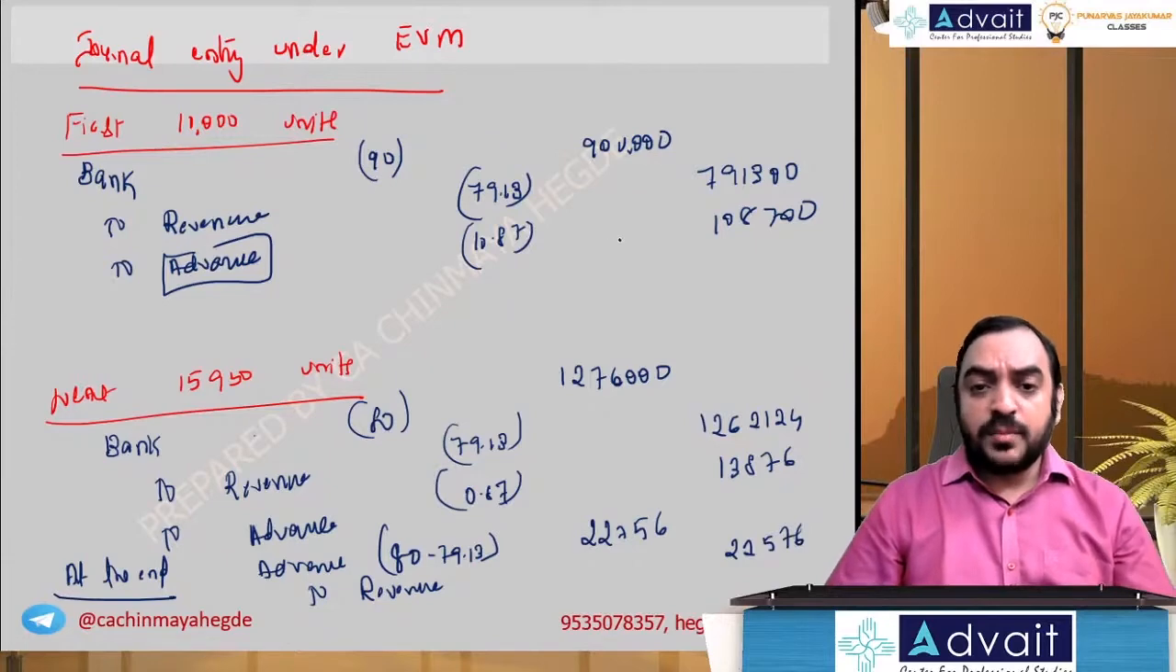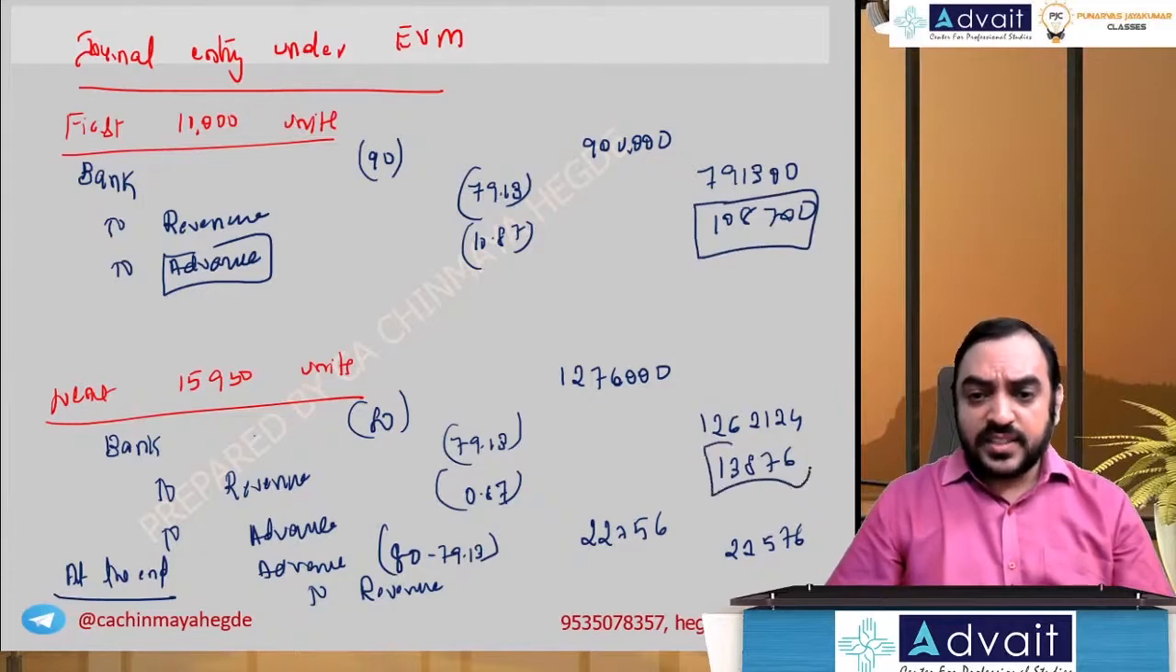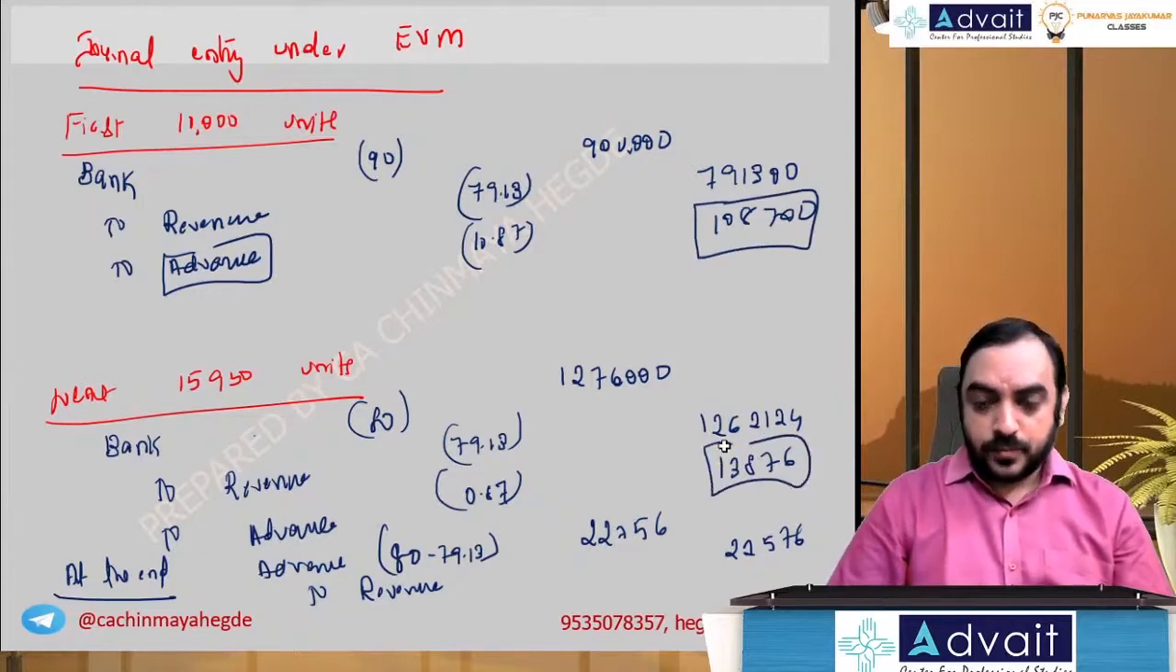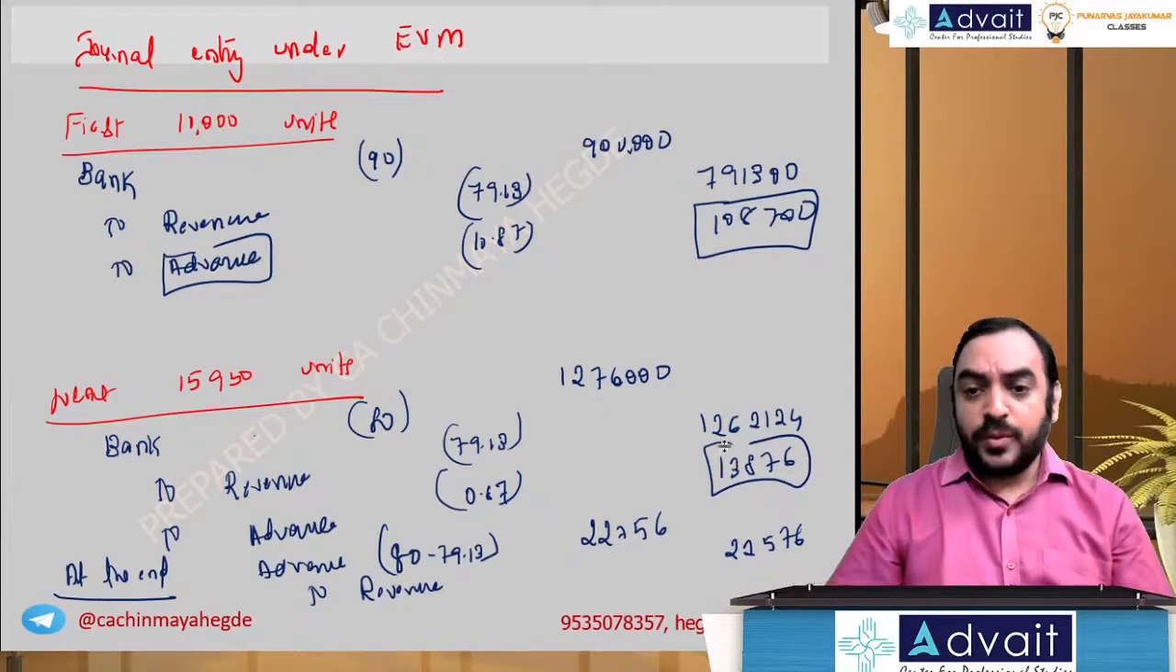And what about the remaining amount? If you see the balance, advance amount, we had 1,08,700 and 13,876. If you add 1,08,700 plus 13,876 minus 22,576, that is exactly 1 lakh, which is going to be returned.